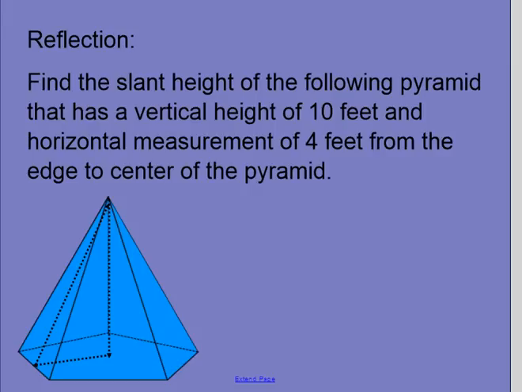Now, for your reflection, I have here, this is actually a pentagonal prism because the bottom surface is a pentagon, but you solve it just the same way as the other pyramid we solved. I want you to find the slant height of the following pyramid that has a vertical height of 10 feet and a horizontal measurement of 4 feet from the edge to the center of the pyramid. So that one right there is 4 feet, and I'm looking for you to find this vertical height here.